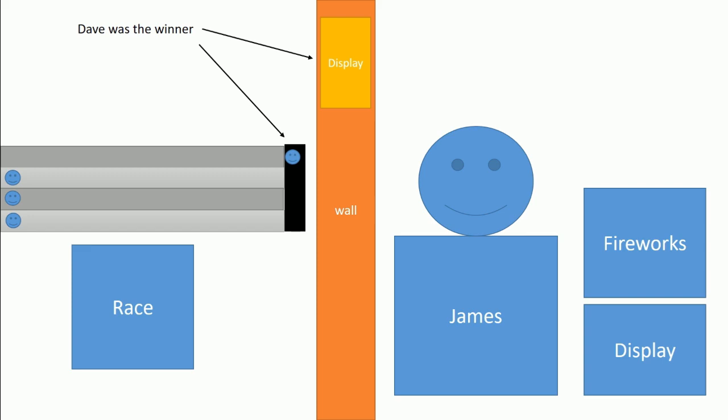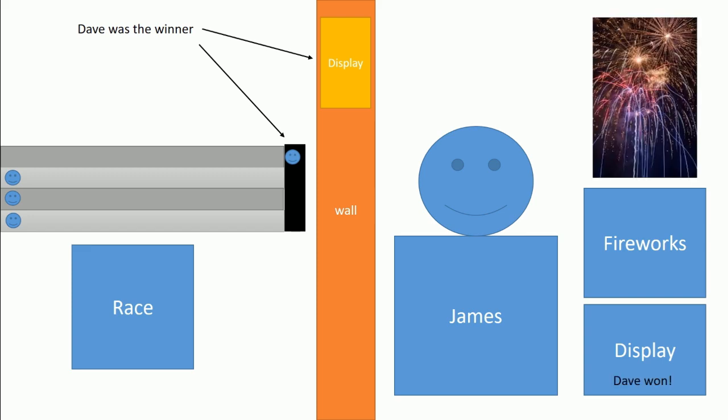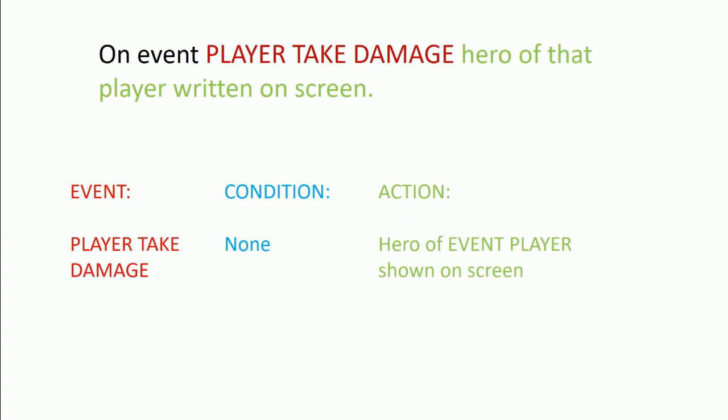This information that is passed alongside the event allows us to perform specific actions and check specific conditions based on the player that the event occurred to. In the Overwatch workshop, all information about the relevant player is passed through an attribute called event player. Similarly to James, we may want to create a rule such that when a player takes damage, the hero they are currently playing is written on the top of the screen.